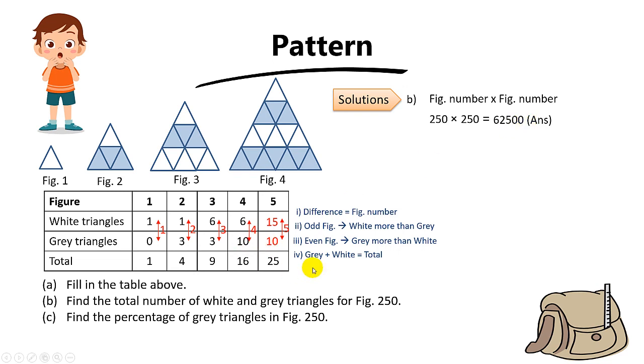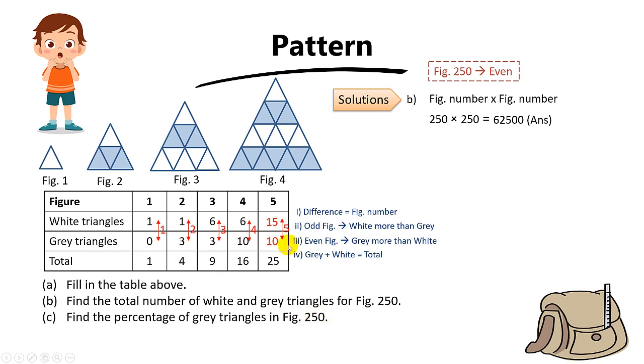Now for part C. This is a killer question. To find the percentage of the gray triangles in figure 250, we will need to find the number of white triangles and the gray triangles also. So how do you find the white triangles and gray triangles? First of all, you got to notice that this figure is an even number. So even number means what? Even number means the gray triangles is more than the white triangles by 250.